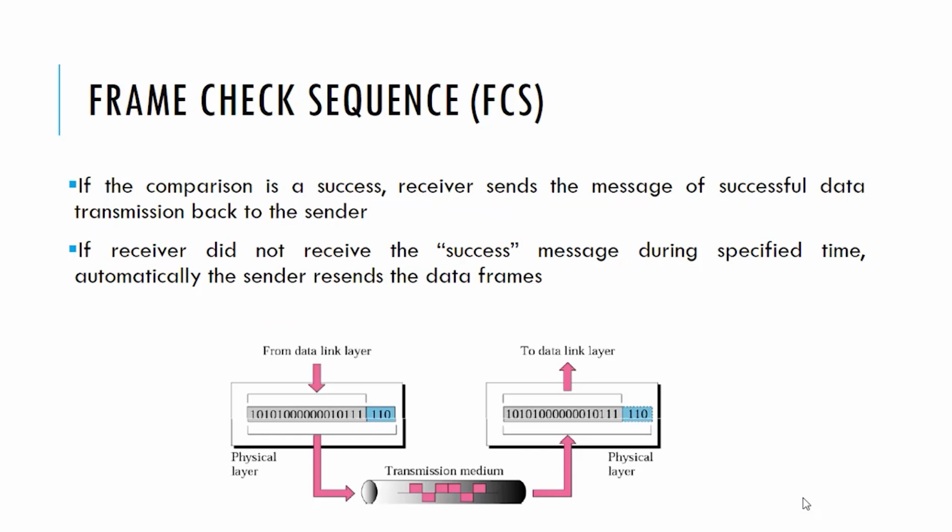The FCS is also beneficial if the comparison is successful. The receiver sends a message of successful data transmission back to the sender. If the receiver did not receive the success message during a specific period of time, automatically the sender resends the data frames.